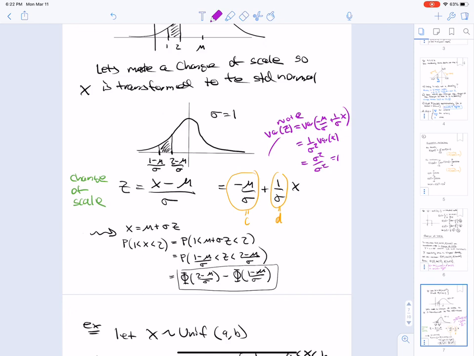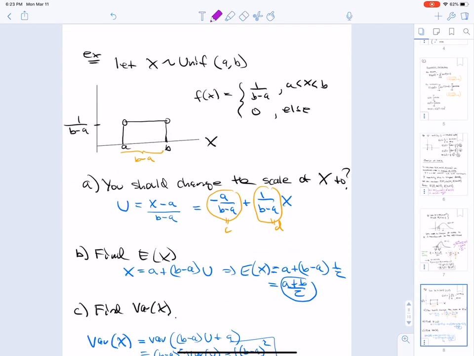I can solve for x in terms of z very easily. And so to find the probability that x is between 1 and 2, I'll just substitute that x in here. And then I see that that's the probability that z is between these two values. And I can just use the CDF of the standard normal, which is capital Phi here, to find that.